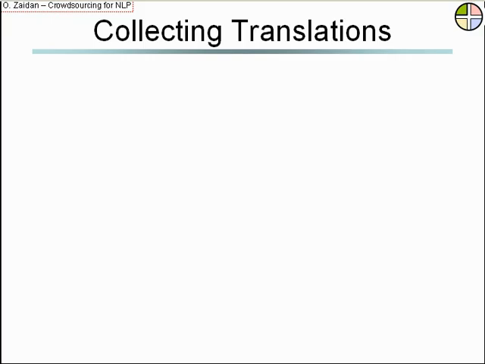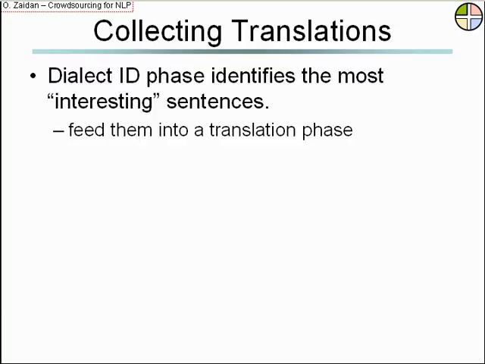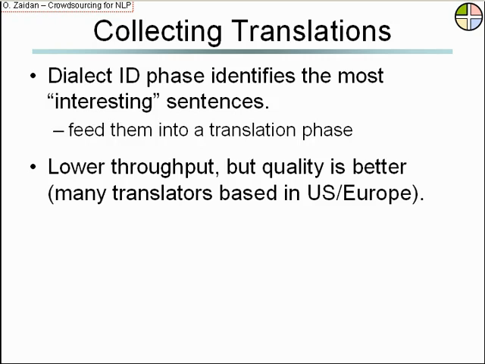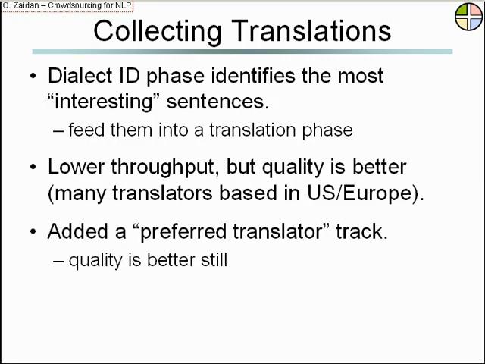Another thing that we did with this data was to use it for building a dialectal Arabic to English parallel data set. So you can think of this dialect ID as the first step in a translation pipeline. We took these sentences that were annotated as being dialectal, and we passed them on to a translation task. The throughput was a little lower because the task was a bit more complicated, but the quality was really good. And we also added a preferred translator track after identifying certain translators that demonstrated how good they were, and the quality from that track was even better.